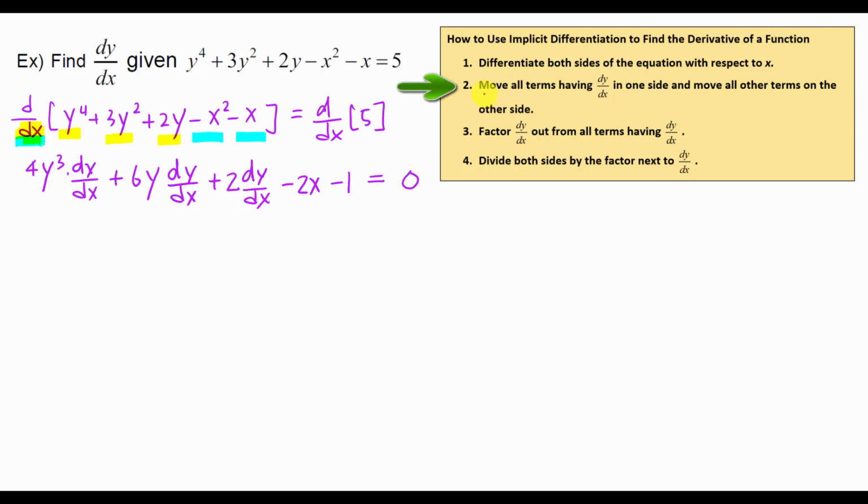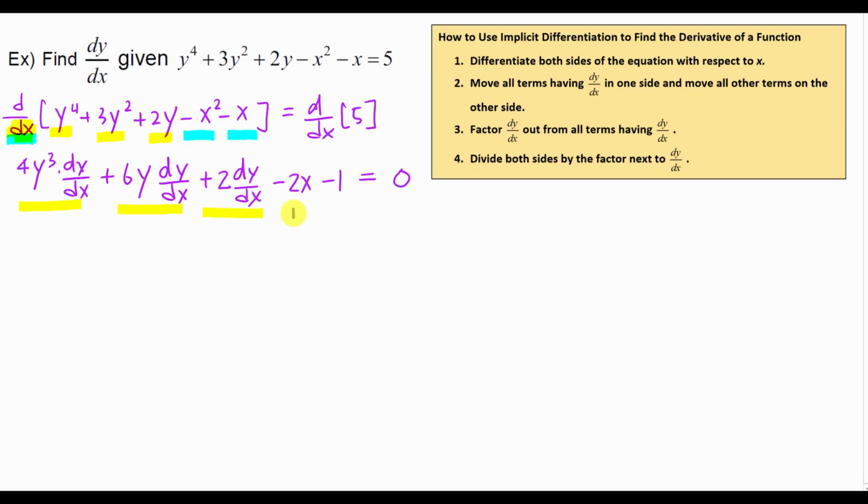Now step 2, move all terms having dy/dx to one side and move all other terms to the other side. So we are going to leave the 4y cubed dy/dx, 6y dy/dx, 2 dy/dx on this side, and we are going to send negative 2x and minus 1 to the other hand side. So then I will have 4y cubed dy/dx plus 6y dy/dx plus 2 dy/dx equals 2x plus 1.